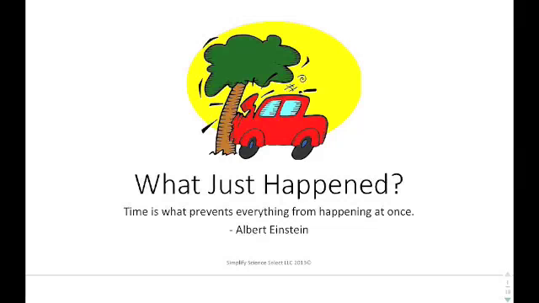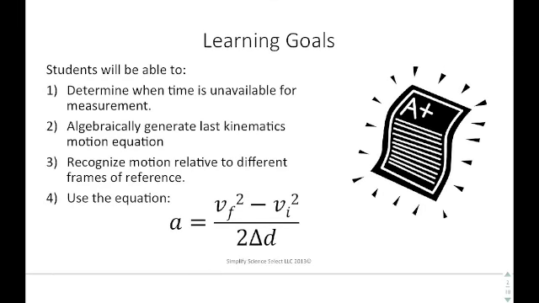This is the fourth lecture in Unit 2. It's titled What Just Happened. It says, "Time is what prevents everything from happening at once," Albert Einstein. So, the first thing we want to do is look at the learning goals.